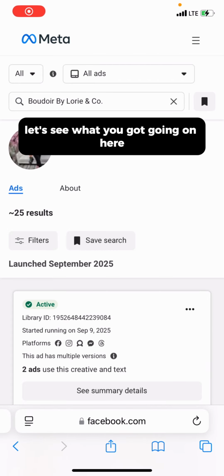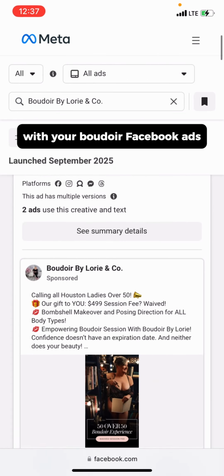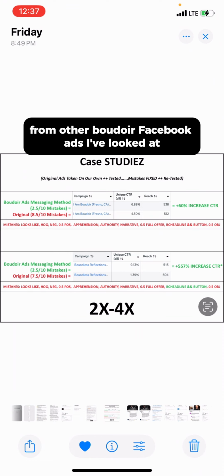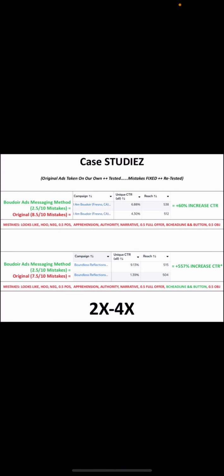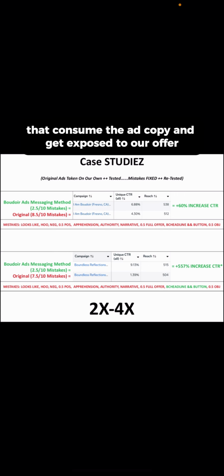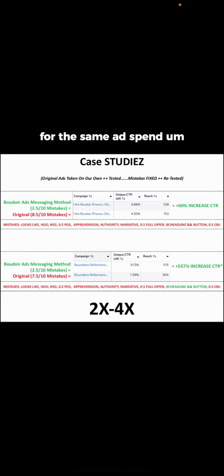All right, Lorie, let's see what you got going on here with your Boudoir Facebook ads. From other Boudoir Facebook ads I've looked at and fixed, I see on average a 2 to 4x increase in the number of women that consume the ad copy and get exposed to our offer, which should always be in the ad copy, for the same ad spend.